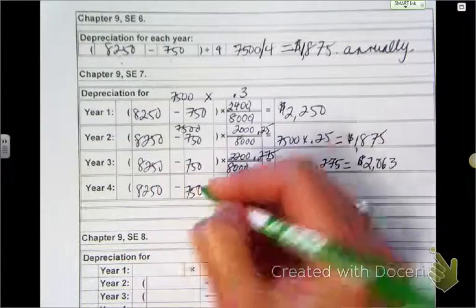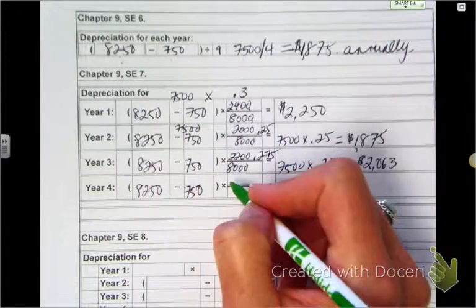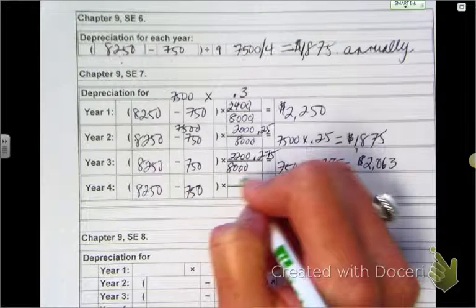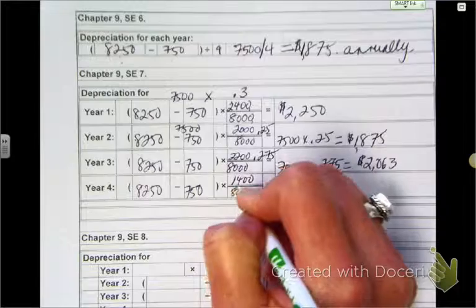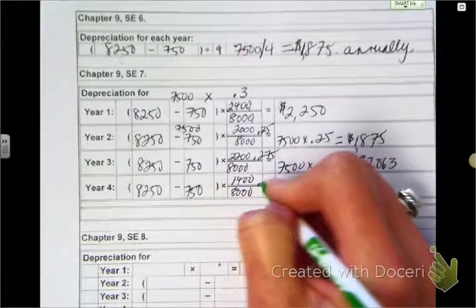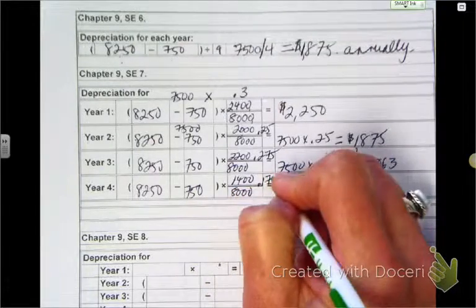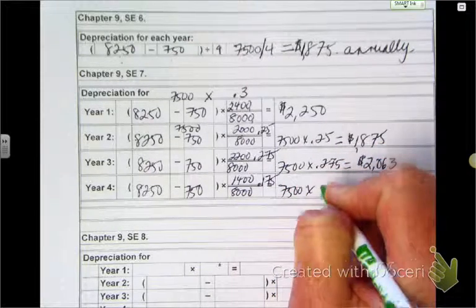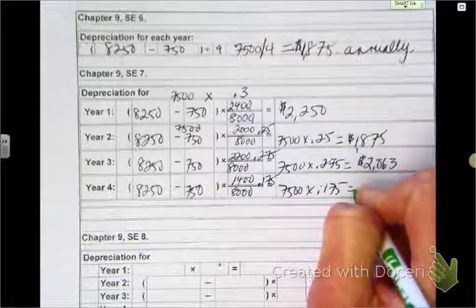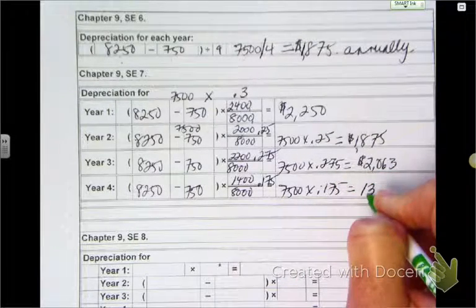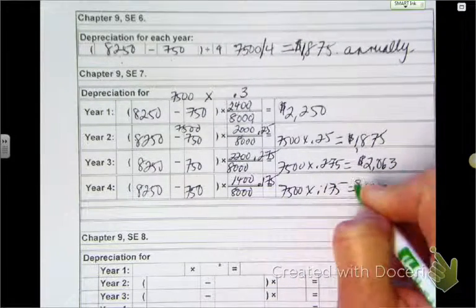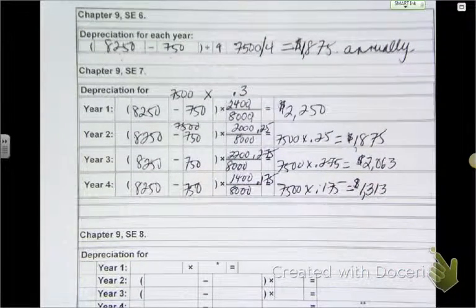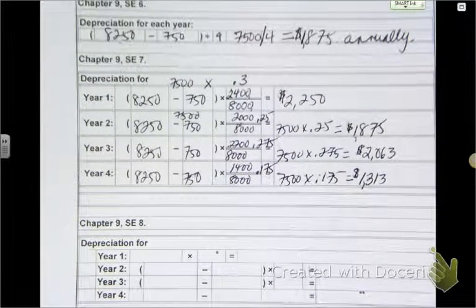And then the fourth year. What do we have for the fourth year? 1,400 hours only, and 0.175. Multiply it by 7,500, which is about 1,312 or 1,313. All right, I'm going to round it up. So that's the production approach.